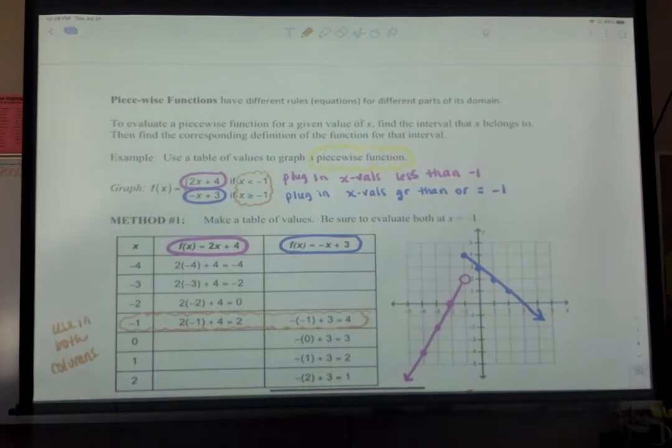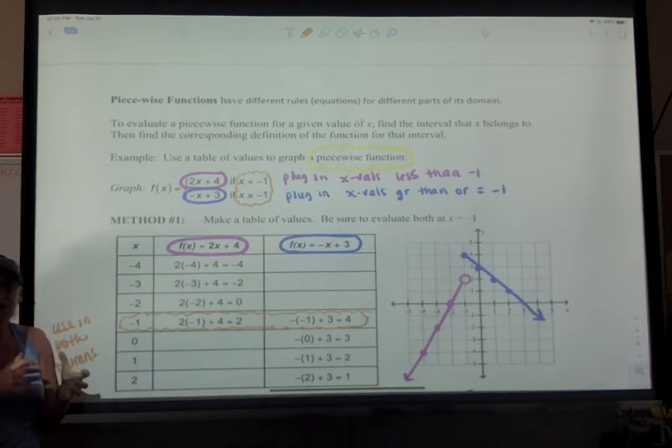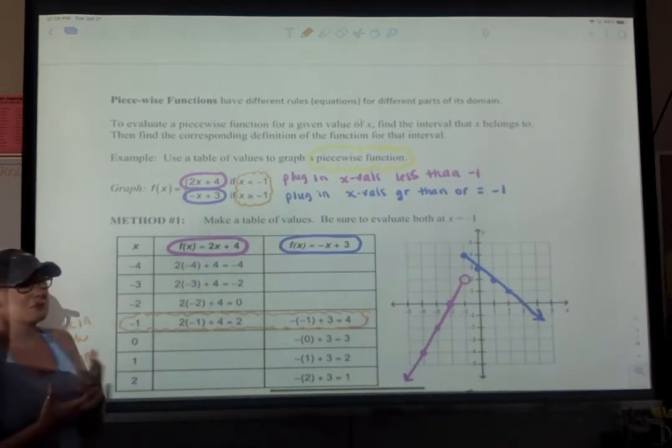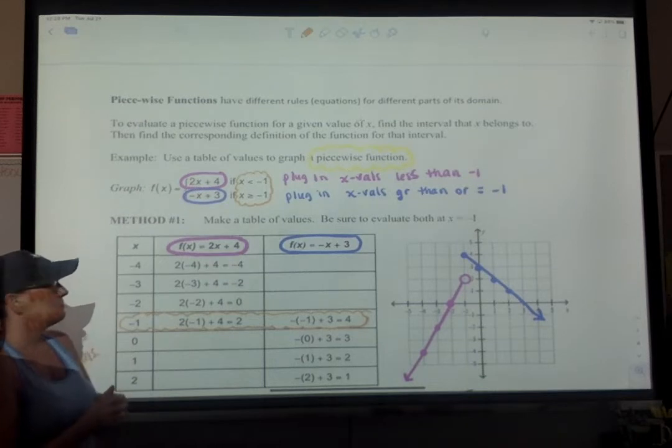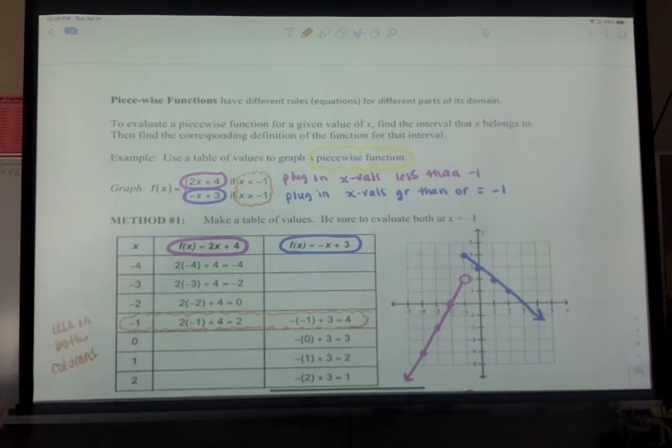All right. Moving on, piecewise functions. These are interesting. Hopefully you've had a little bit of experience with at least plugging numbers into a piecewise function, but now I want you to be able to graph one. And it's a little bit tricky. So I have two methods.